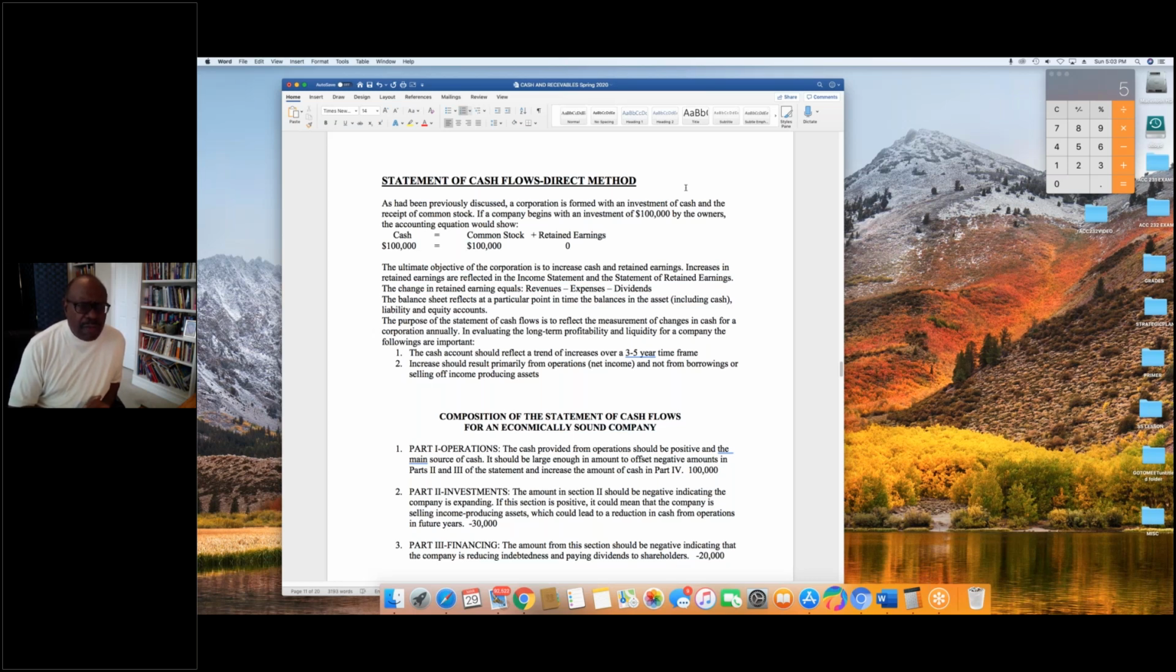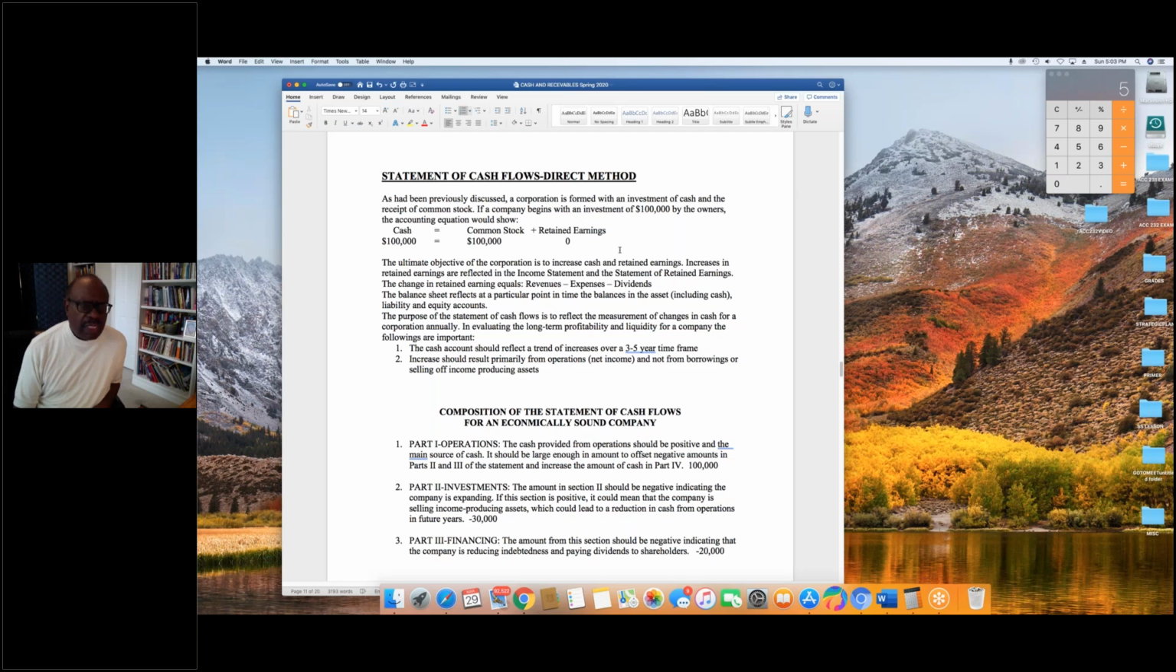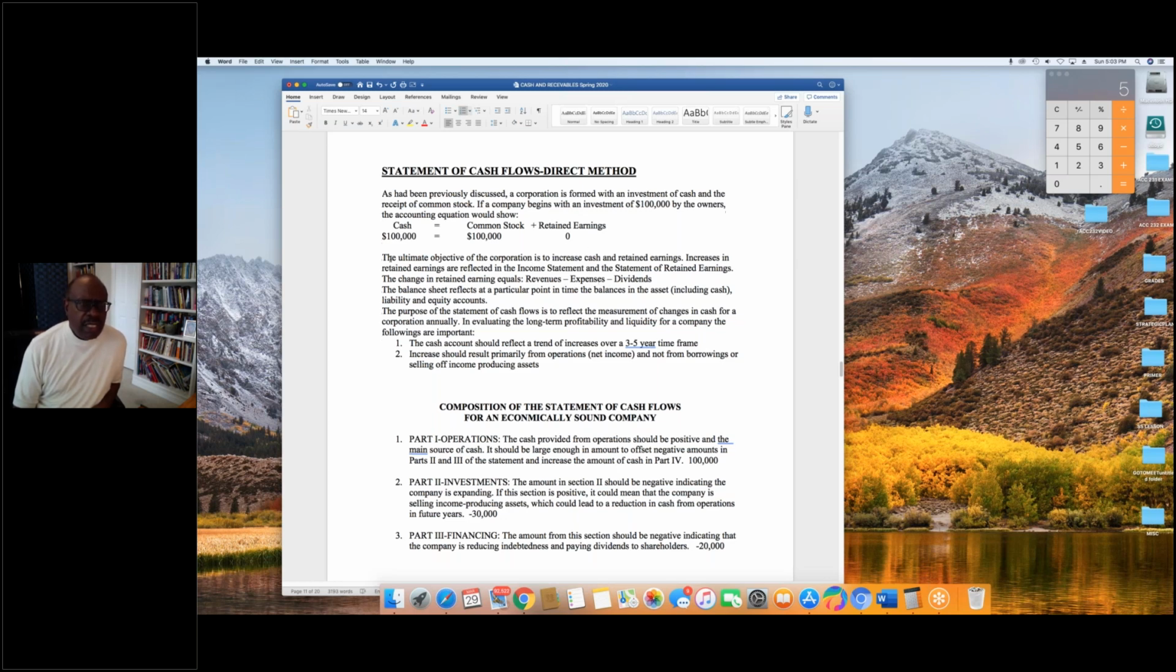because we have to really make sure that the company has liquidity and can pay its bills. As we know, we discussed that when a company is started and it invests money into its common stock, the owners do that. The purpose of the company is to increase the cash through earnings. So that's the ultimate objective. And so revenues have got to exceed expenses and dividends for the cash to go up. And we'd like a company to show a trend of 3 to 5 years of good cash flow records.